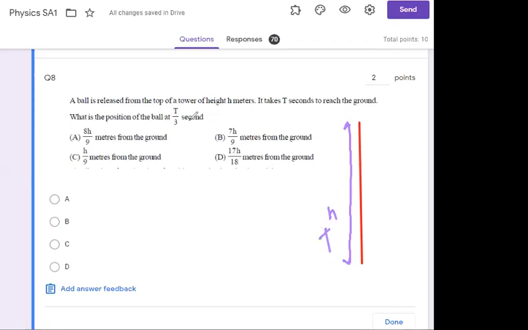What is the position of ball at t by 3 seconds? So obviously t by 3 seconds में कहीं होगा यहाँ पे, कहीं होगा यहाँ पे, है ना, राइट, और ग्राउंड से तुम निकालना है, you have to find this distance. इजी है, स्टेप बाय स्टेप.